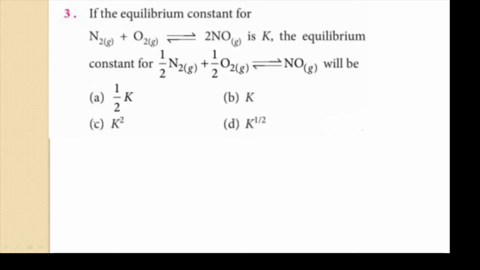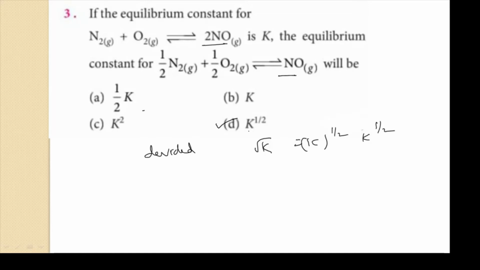If the equilibrium constant for N2 and O2 gives 2NO is K, and the equilibrium constant for half N2 plus half O2 gives NO, what is the change in this reaction? This is for 2 moles of NO and this is for 1 mole of NO. That means the entire reaction is divided by 2. So what about the new K? If the reaction is divided, then the new K will be square root of K, or you may say K raised to the power of 1 by 2. So this is your answer.